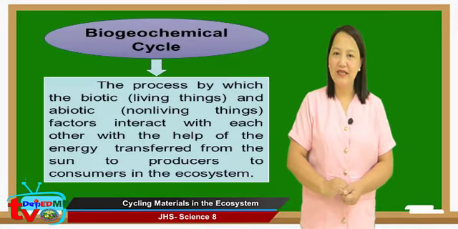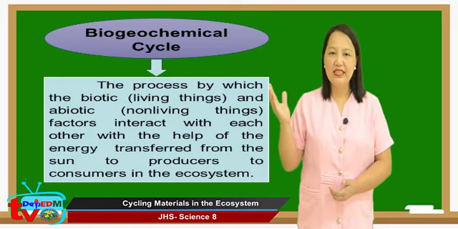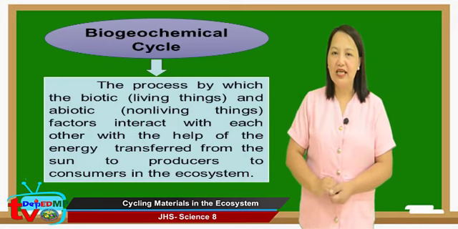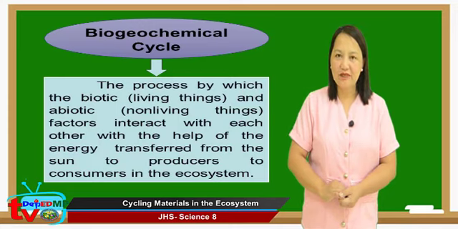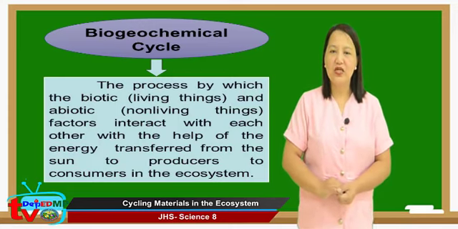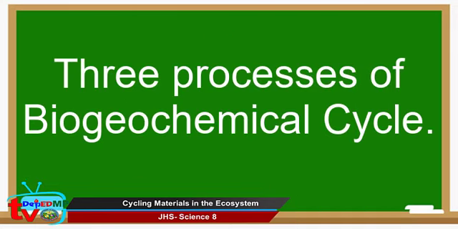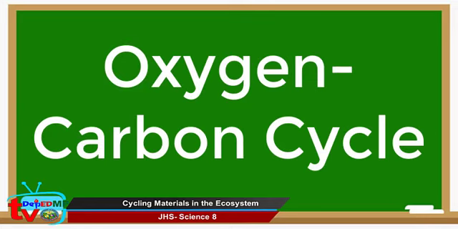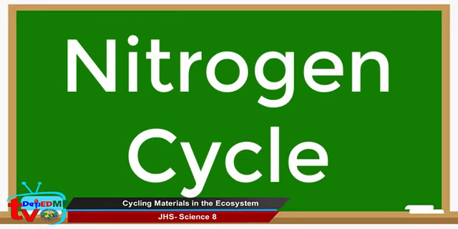Biogeochemical cycle is the process by which the biotic or living things and abiotic or non-living things interact with each other with the help of the energy transferred from the sun to producers to consumers in the ecosystem. The cycle undergoes three processes. First is the oxygen-carbon cycle. Second is the water cycle. And third is the nitrogen cycle.